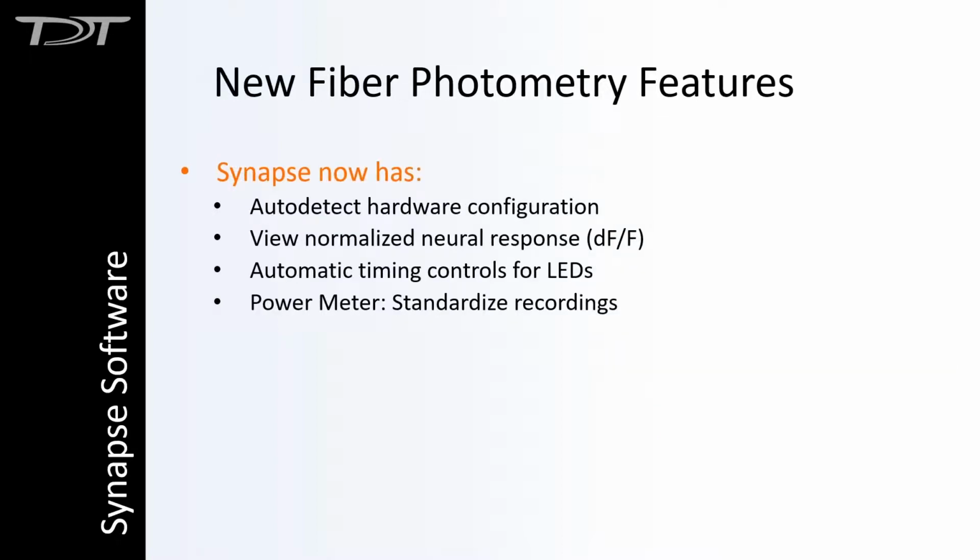We have also added in some new features, which I'm going to go into more detail sequentially. So first, we have added an Autodetect for our hardware configuration. You can now view your normalized neural responses, which means you can see delta F over F plots in real time. We also have some automatic timing controls for the LEDs, and I'm then going to go into more detail about the power meter, which we're really using so that you can better standardize your recordings and produce better fiber photometry.